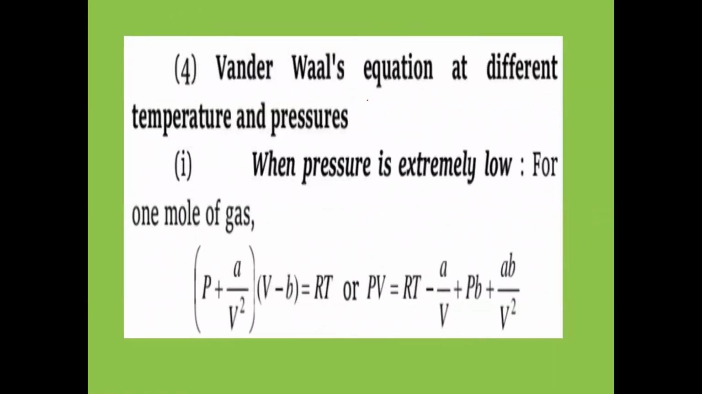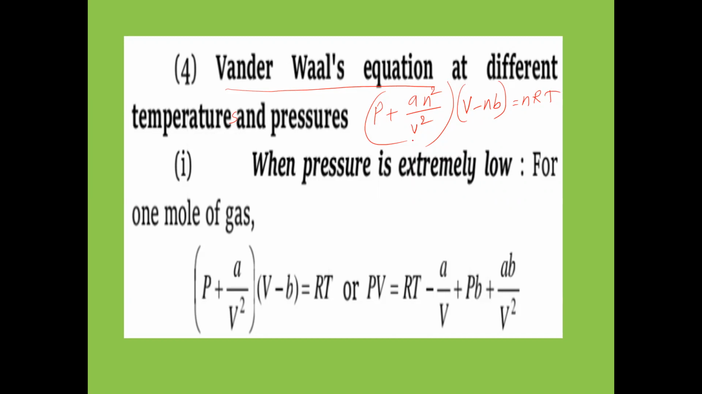Next one, van der Waals equation at different temperatures and pressures. First of all, van der Waals equation is given by what? (P plus An square by V square) into (V minus nB) is equal to nRT. It is the formula for a real gas. That is the van der Waals equation.